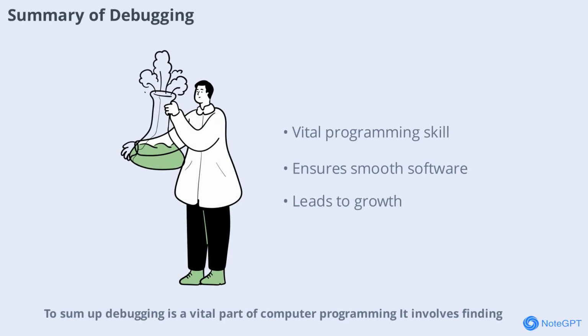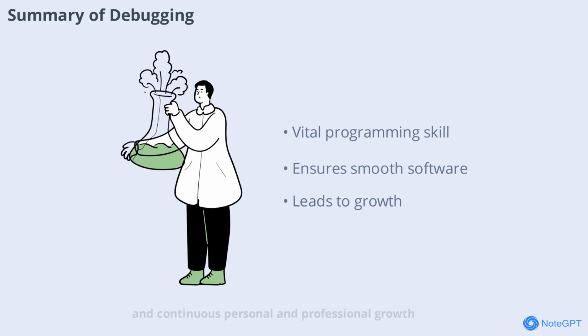To sum up, debugging is a vital part of computer programming. It involves finding, understanding, and fixing errors to ensure software runs smoothly and securely. From basic techniques to advanced tools, debugging is a skill that every developer needs. Embracing the process leads to better code, happier users, and continuous personal and professional growth.